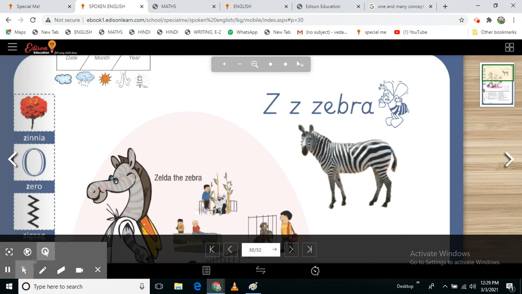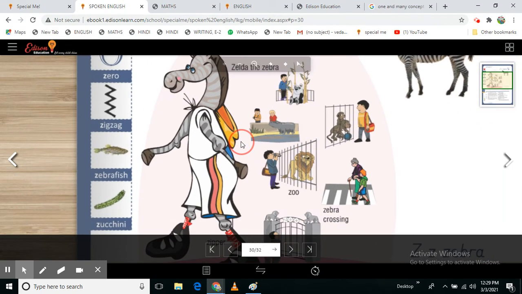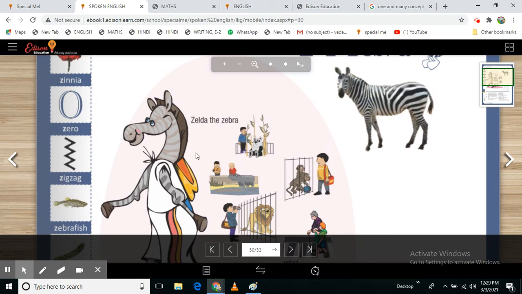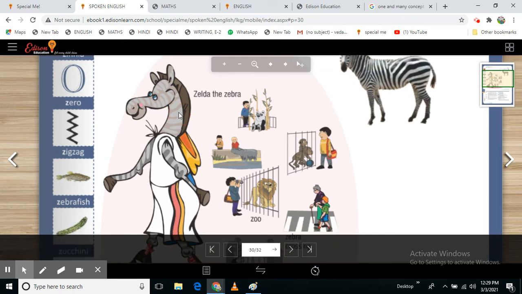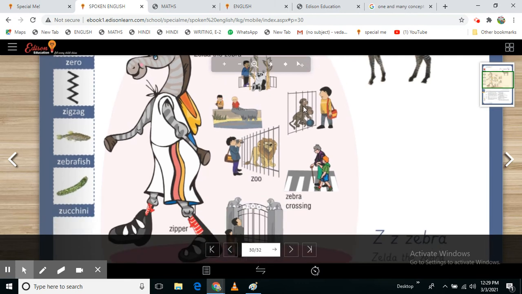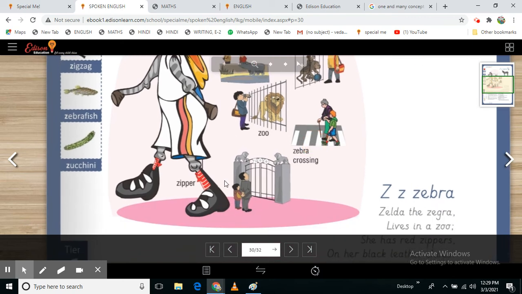Okay, and now you have to observe this picture. See carefully. Yes, who's she? She is Zilda the zebra. Okay, Zilda the zebra. What is the name of the zebra? Zilda, right? Zilda the zebra, and this is a zoo, right? This is a zoo, and this is a zebra crossing. These are called zebra crossing, right?